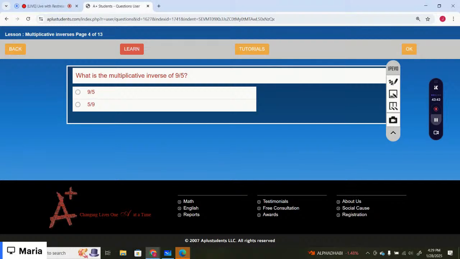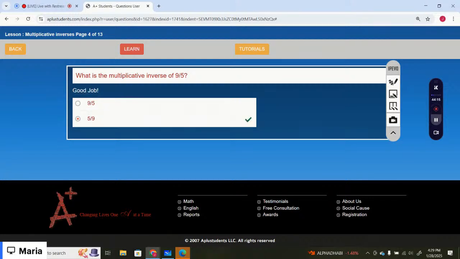What is the multiplicative inverse of 9 by 5? That is 5 over 9. Option number 2 is the correct option. You have to switch the numerator and denominator for the multiplicative inverse.